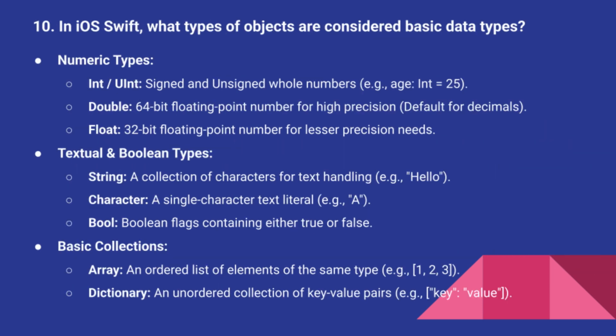And finally, let's wrap up with question number 10. What types of objects are considered basic data types in Swift? While this sounds like a beginner question, an interviewer is looking to see if you can categorize them logically and mention the architectural differences under the hood. You can break these down into 3 core groups.